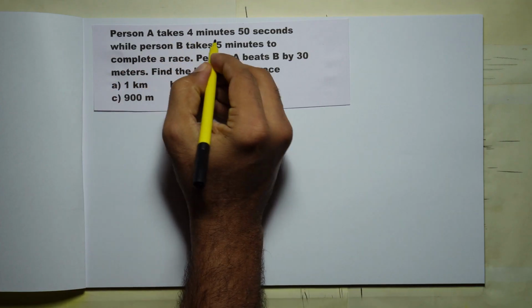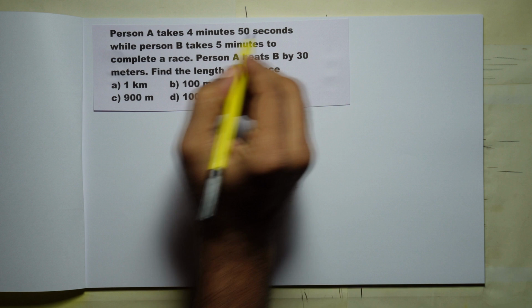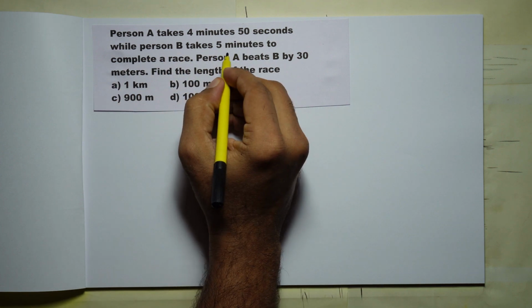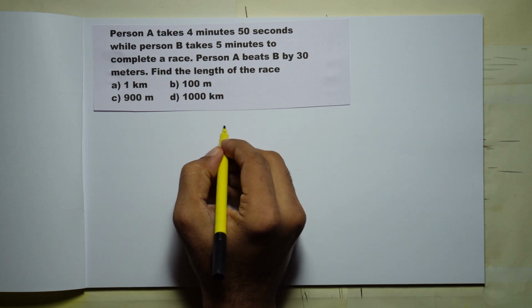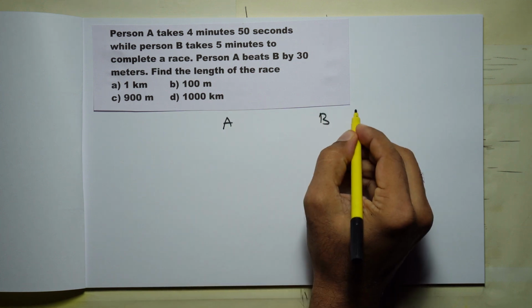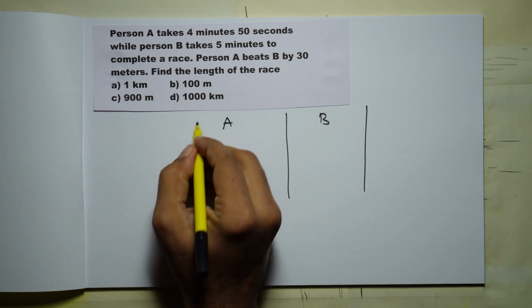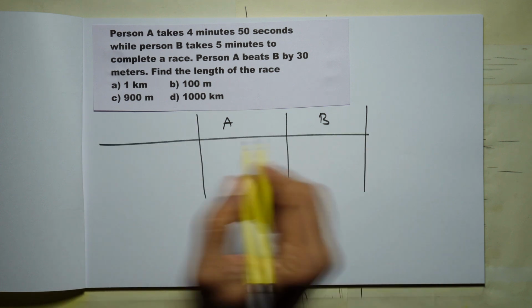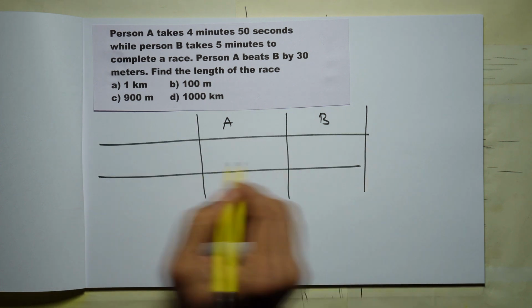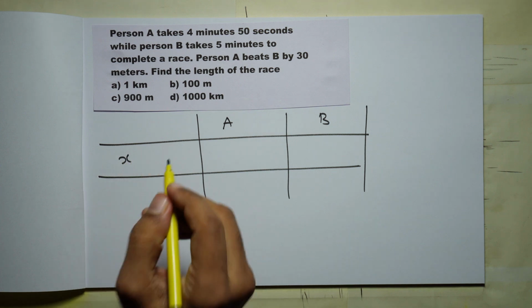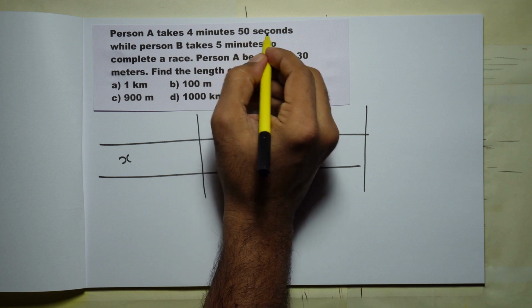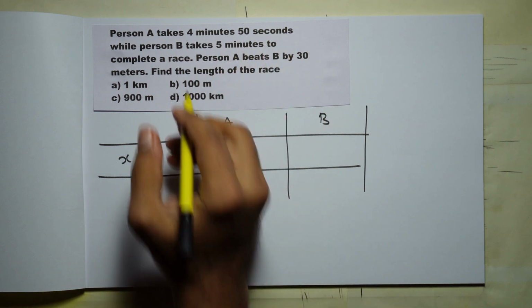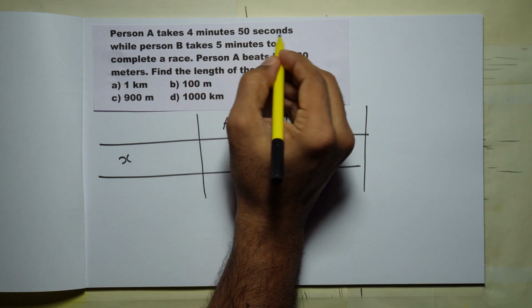Person A takes 4 minutes and 50 seconds, while person B takes 5 minutes to complete a race. So we'll just represent all that data here. You have A and B. Now race distance we don't know. So we'll just take it as x meters. Now A takes 4 minutes and 50 seconds. We'll convert it fully into seconds. Now 5 minutes is equal to 300 seconds.